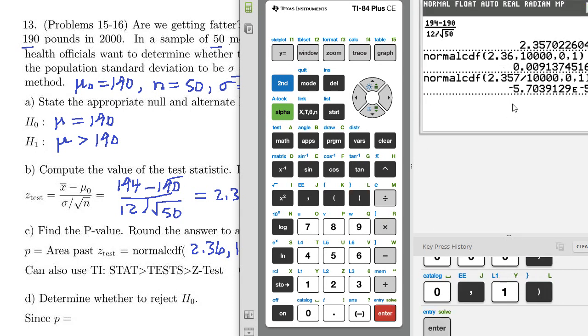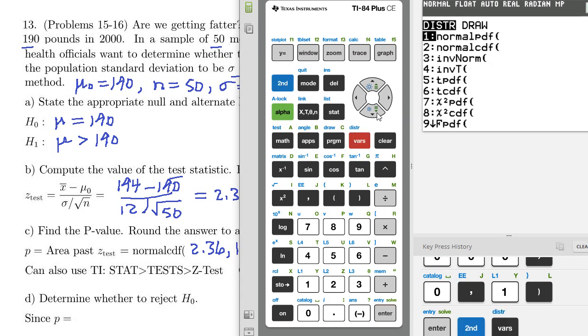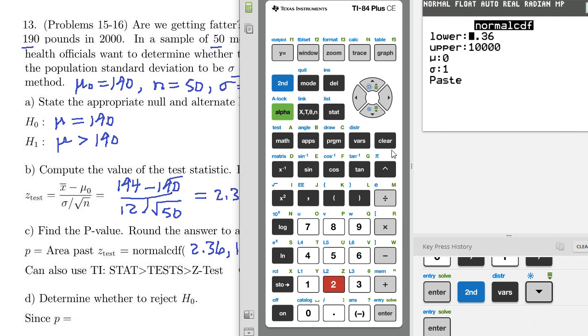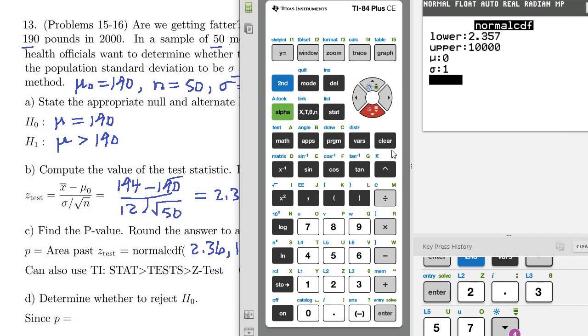Then, let's see, did I do that right? 357. Oh, I hit a divided sign. Let's do this again. Second variables, normal CDF, enter. So 2.357. There we go. Everything else stays the same.